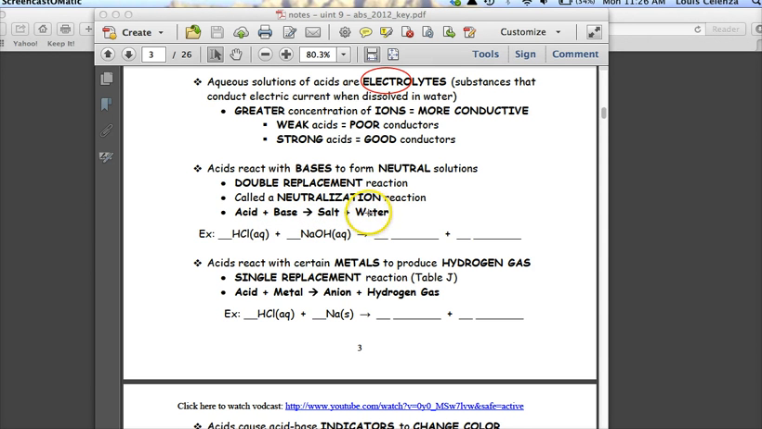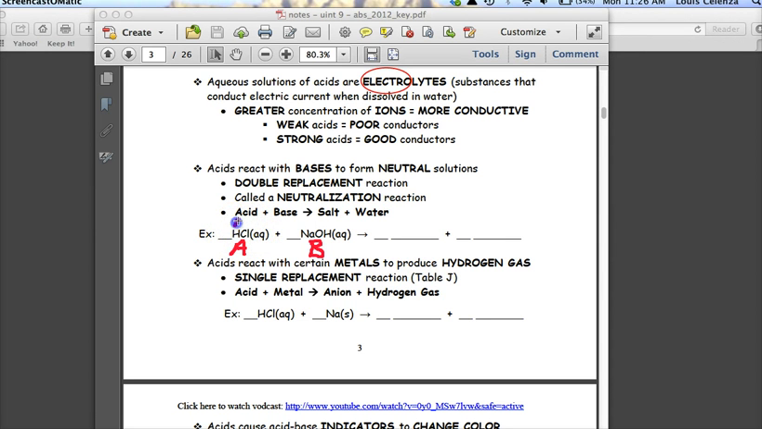Now the formula for water is always the same, H2O. The salt that forms depends upon the acid and the base that's mixed. So for example, if you look here, here's the acid, and we're going to go through later on how we know that's an acid, that's the base. Now what makes this a double replacement reaction, if you remember back from a previous unit, is that when you have two compounds, that's always going to be a double replacement reaction.